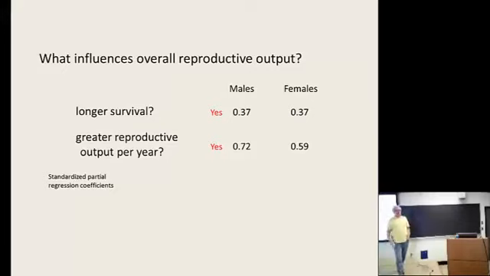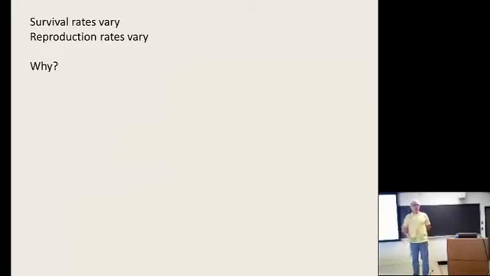It's higher in terms of what's responsible for their total fitness in terms of the greater reproductive output per year. But both of them are actually pretty important. Fitness through male function is a little bit more due to greater output per year than it is for females. So survival rates vary and reproductive rates vary. Why is that?